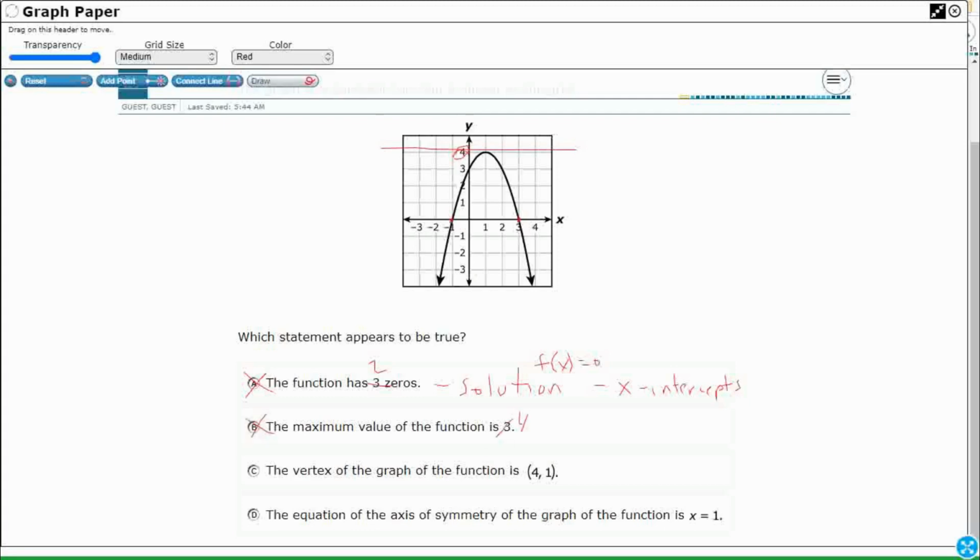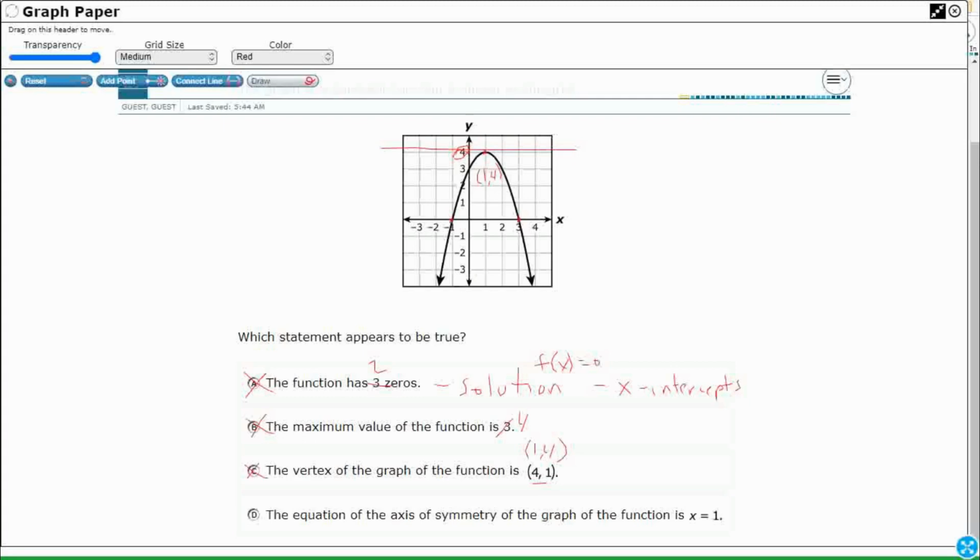The vertex of the graph is... literally, they swapped the x and the y value. Now, I'm sure we had some people doing this, but look, this is the vertex right there. It's an x value of 1, y value 4. So they literally just swapped it.